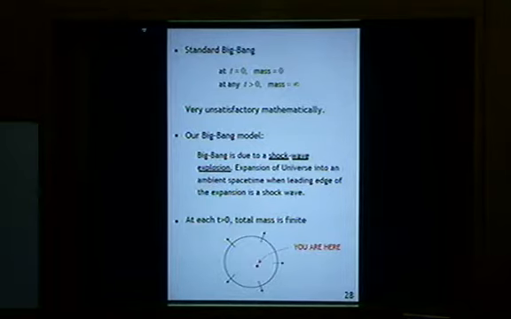So our Big Bang model is due to a shock wave explosion. We say that the expansion of the universe is a shock wave coming out of a point into an ambient space-time, where the leading expansion is a shock wave. So at t equals 0, our mass is finite. At every time it's finite. And there's the picture, and the shock wave is going out. All the other things from the standard Big Bang model it obeys, but it doesn't have this bad feature of going from 0 to plus infinity instantly.